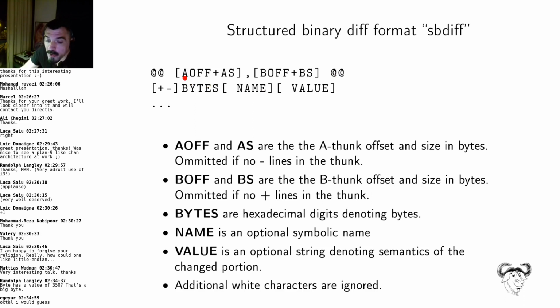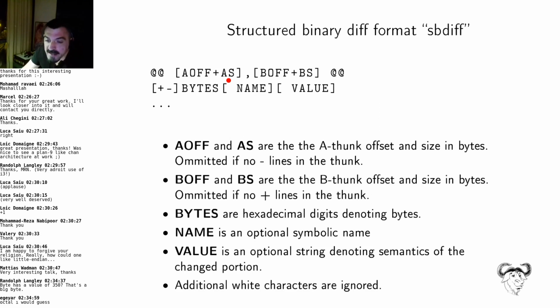And you have basically A information and B information in the header, so from information and to information. The A offset is basically the base, the offset of the A. In this context, A is the minus and B is the plus. You will see it in the examples. It is from the beginning of the A file.